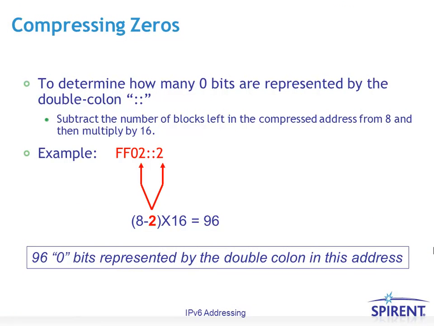The reason the double colon can only be used once is the way that you can reverse engineer just how many zeros were actually compressed. If you look at the result, count how many of the 8 16-bit blocks are left, subtract that from 8, and then multiply that by 16, and you get the exact number of zeros that were actually compressed. Obviously, if this was done more than once, there would be no way to figure this out.